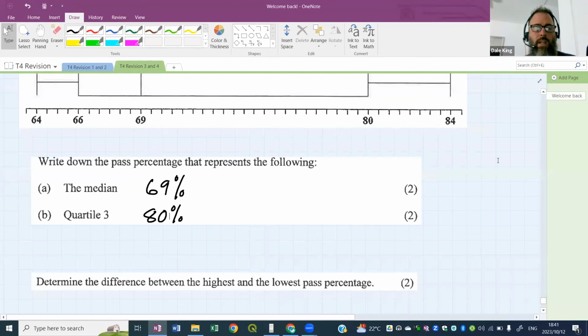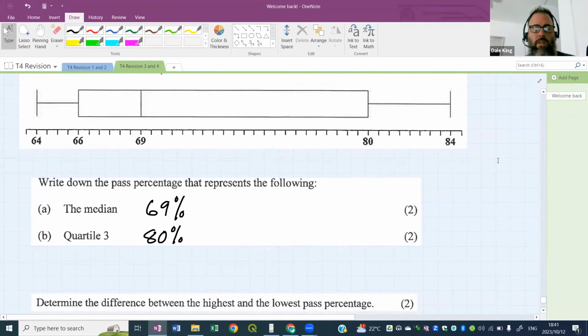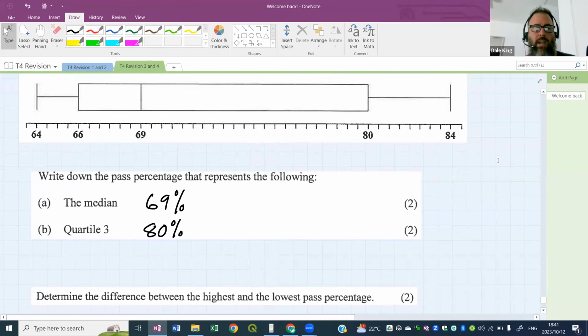Determine the difference between the highest and lowest pass percentage. Easy peasy, guys. Come on. There's another way they could have asked this question. Determine the difference between the highest and the lowest pass percentage. Yes, Chelsea. That's exactly it.